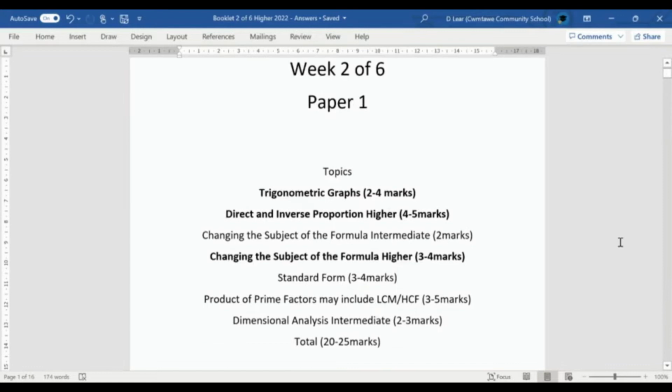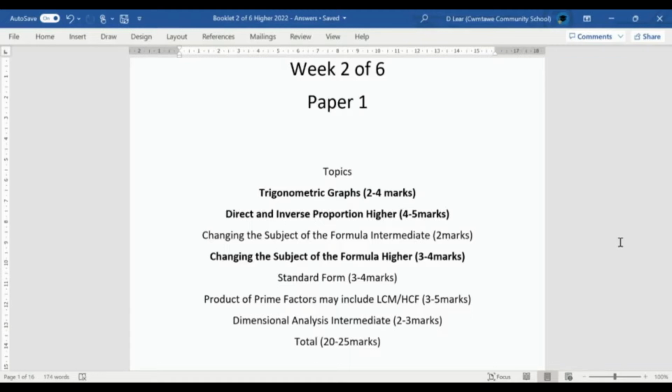So what we've got in here is trigonometric graphs, which is a higher tier topic, so we'll be in the back half of the paper or towards the end of the paper, and direct inverse proportion, higher, again, towards the back. Changing the subject of the formula, intermediate, first half of the paper. Changing the subject of the formula, higher, second half. Standard form, product of prime factors, which may include LCM and HCF. However, they are not on the list. Okay, they're common in that question, but they're not on the list. So I would focus there on the product of prime factors bit rather than the LCM HCF bit. And then dimensional analysis. And again, all three of those are intermediate, so first half.